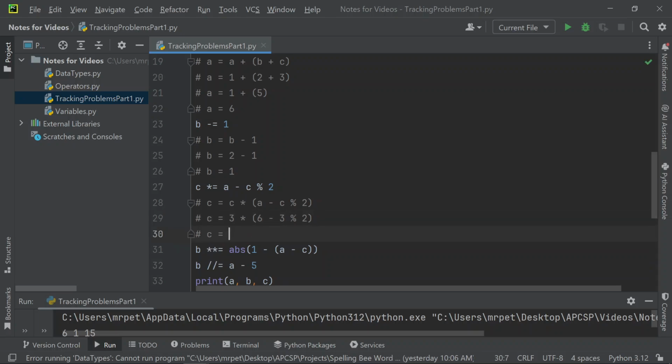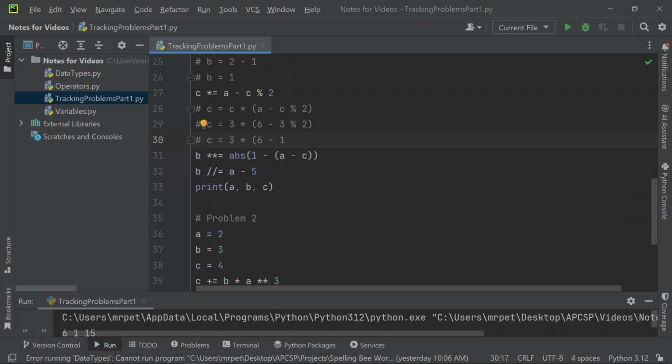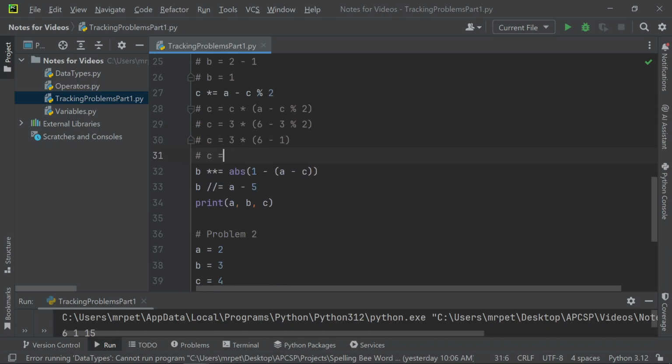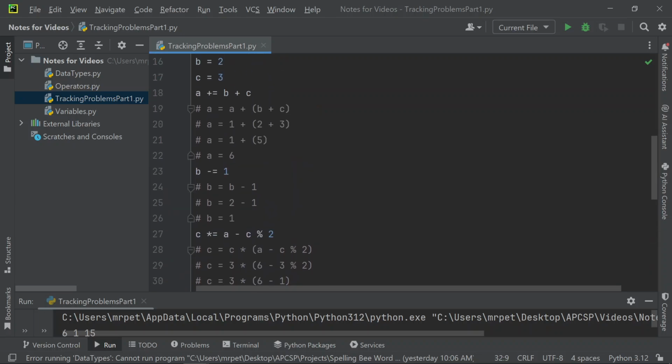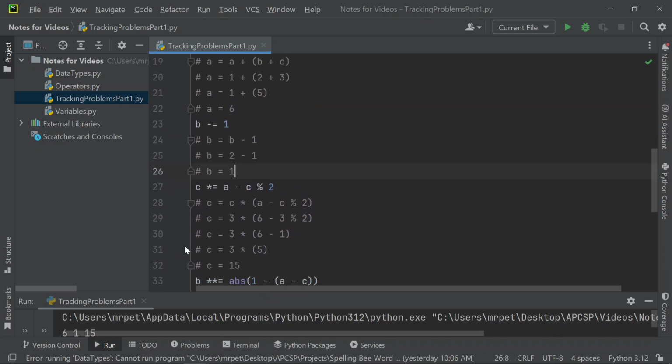Now that everything's in number form and not variables, I can follow PEMDAS. So I have to be careful here. I should not do 6 minus 3. That's not following PEMDAS. Inside these parentheses, we do modulus before subtraction. So we do 3 mod 2 first, and we get 1, right? Remainder after 3 divided by 2. Then we follow parentheses, so we should do our subtraction first. Then we can multiply. We get C is 15. So A is now 6, B is now 1, C is 15.